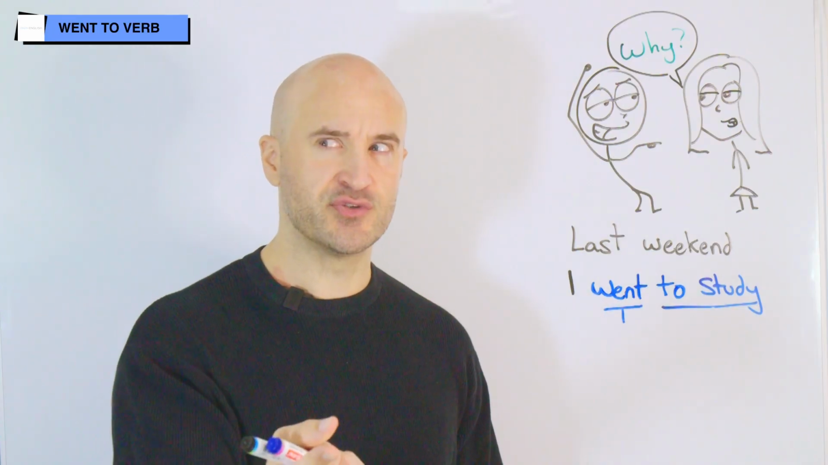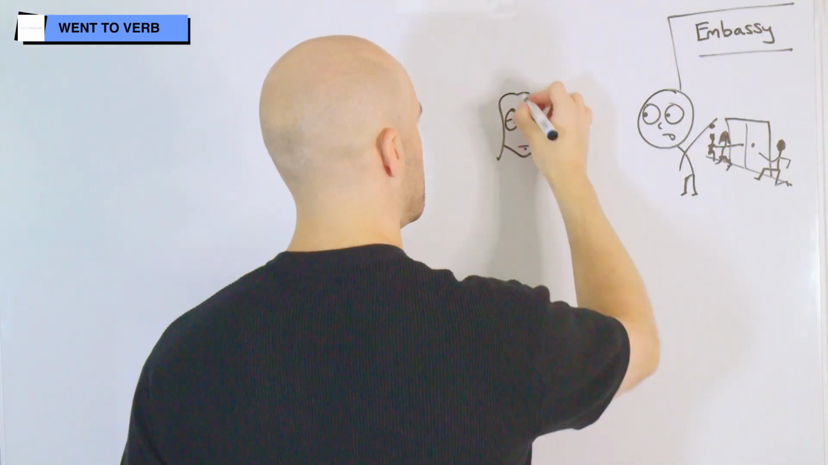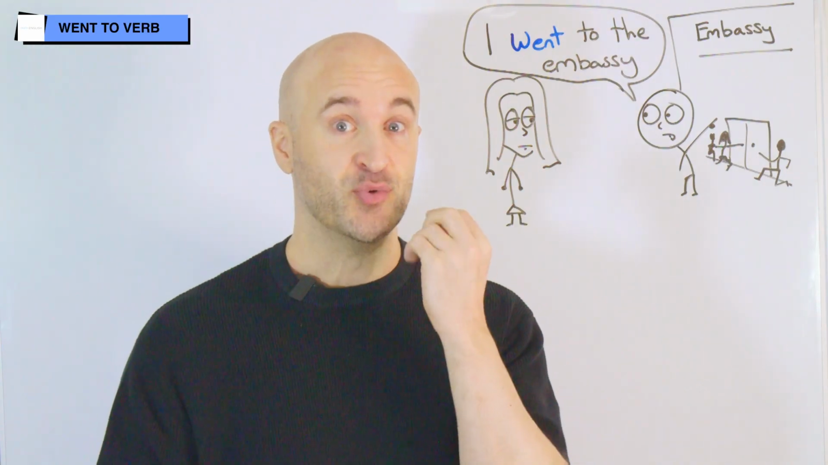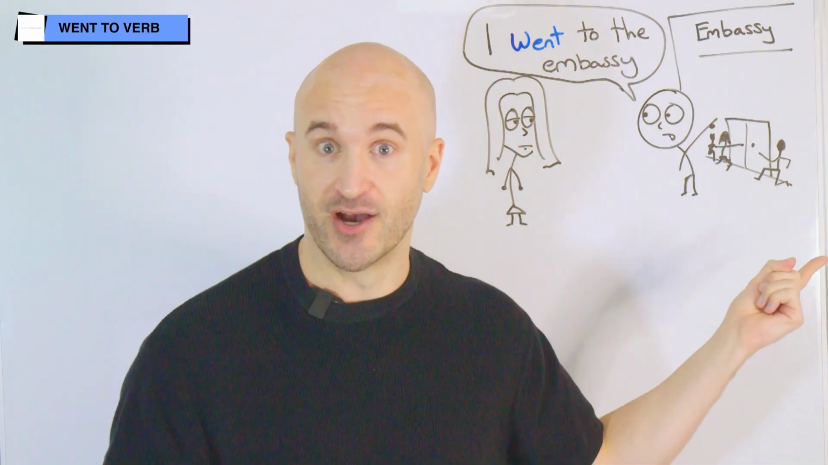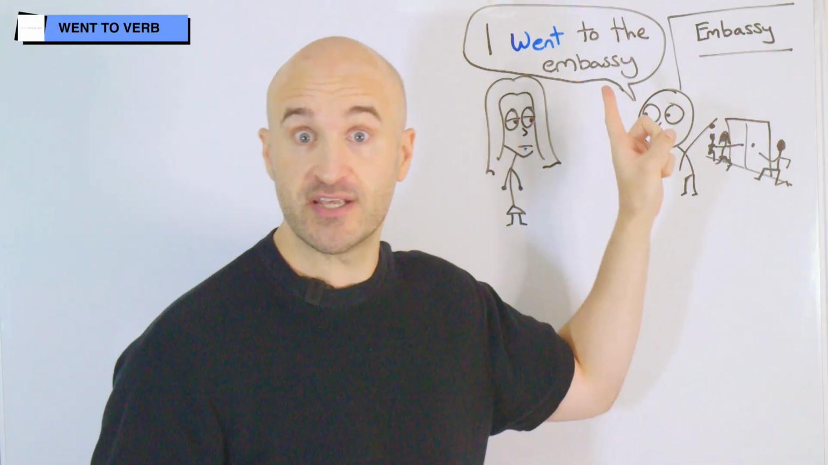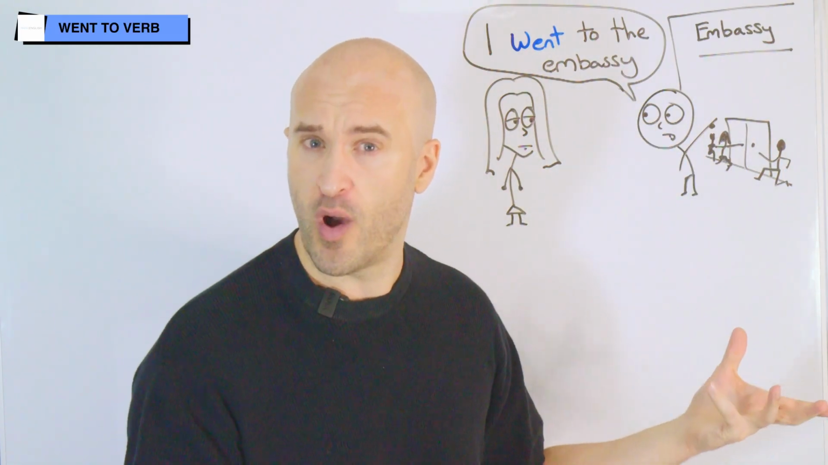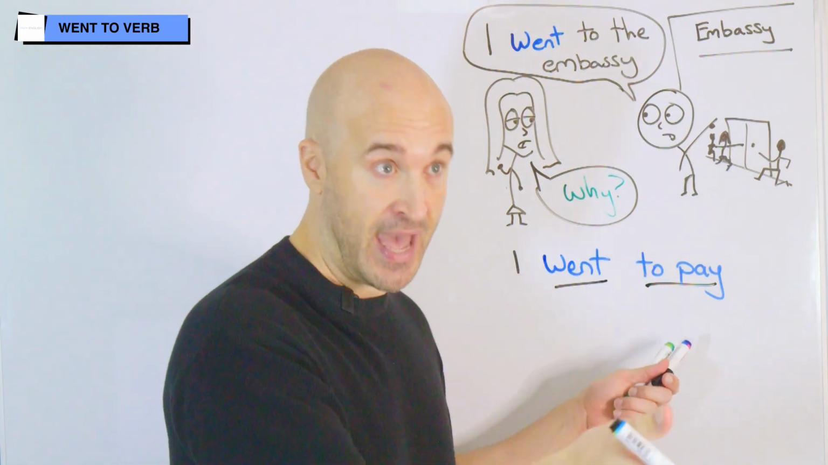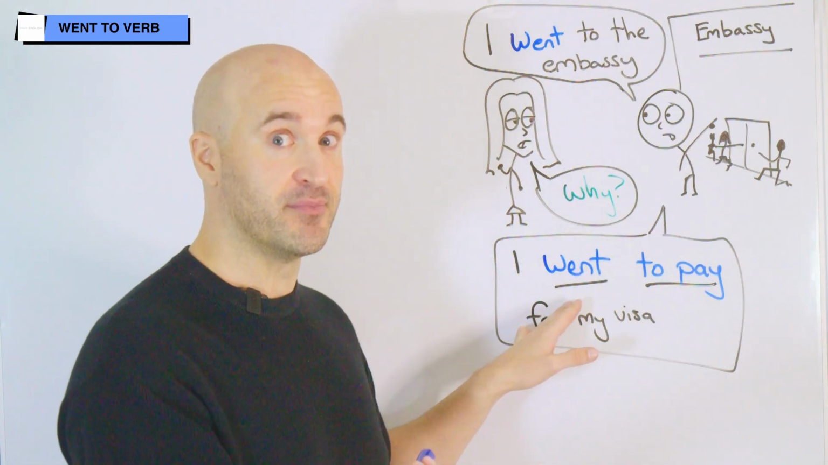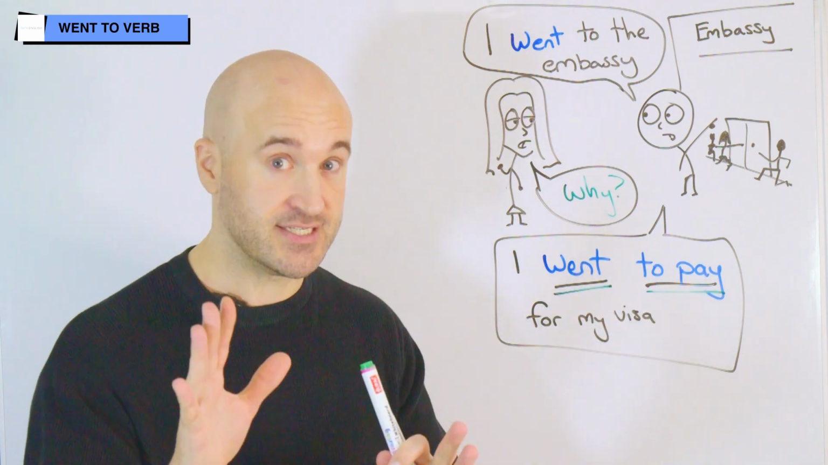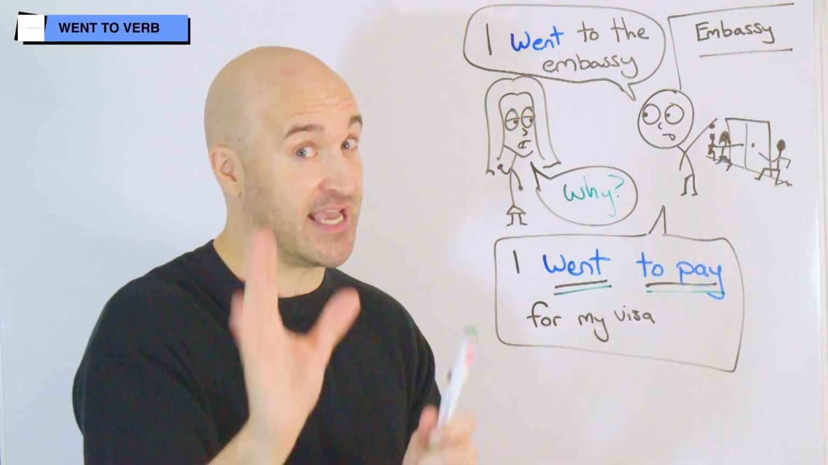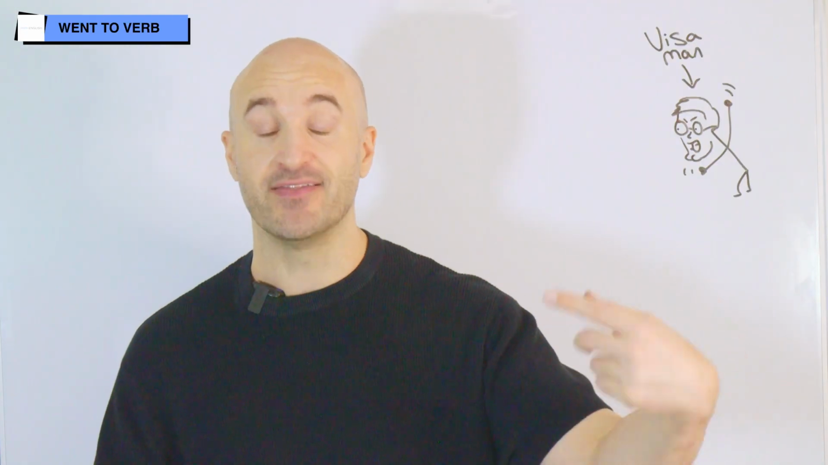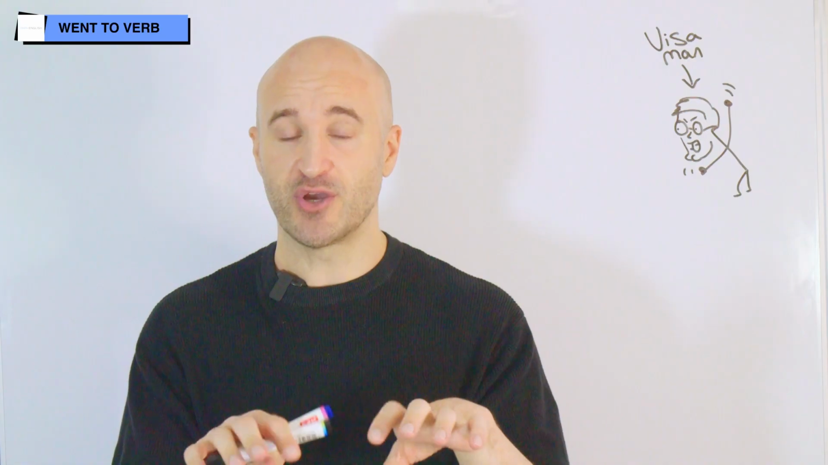For example, let's use the verb pay. You are going somewhere to travel. You need a visa. You need to pay for that visa. Where? The embassy. So you go to the embassy, but your friend doesn't know why. Your friend says, "Why?" "I went to the embassy to pay." The reason for the verb, the purpose of the verb, but using the same structure, the same sentence, it can mean something different. So you could go to pay at the embassy, but you could also pay online.